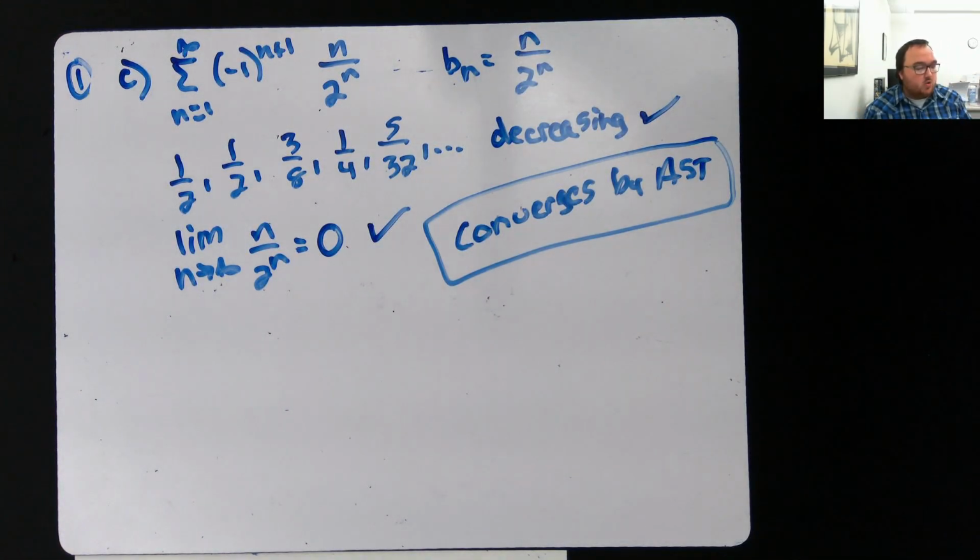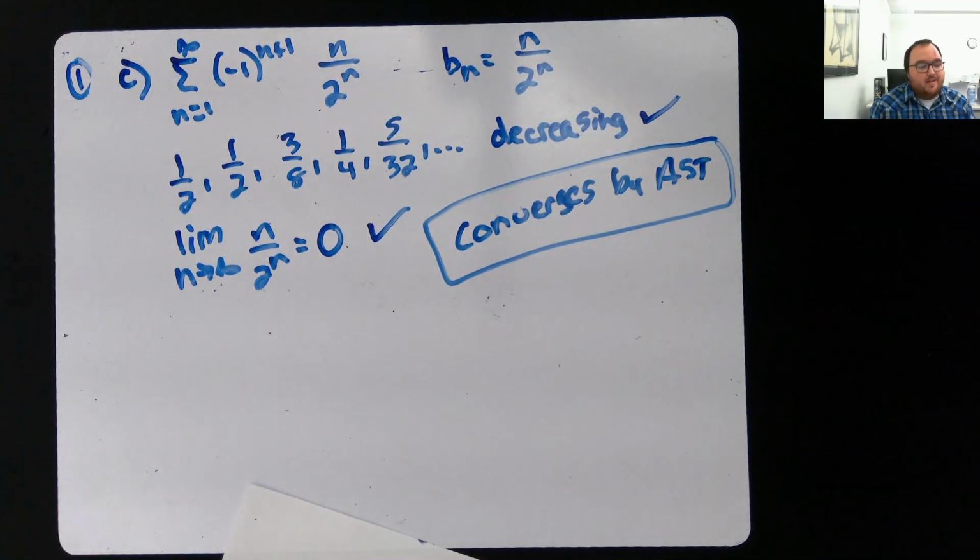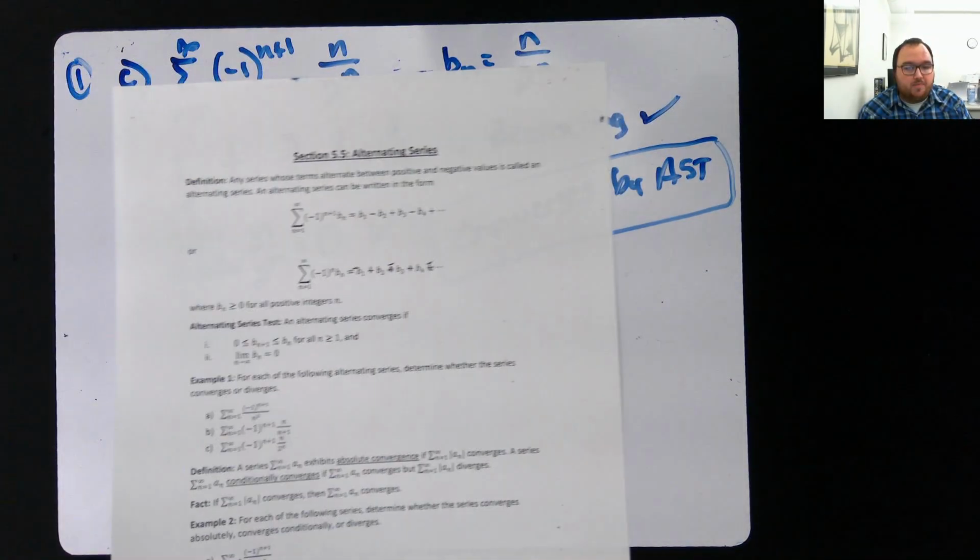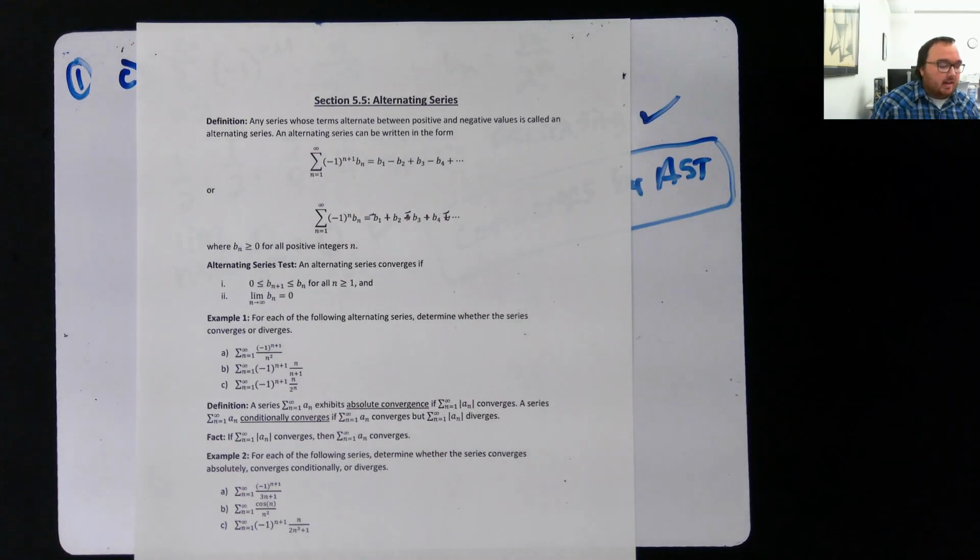So with these, though, sometimes I want to know a little bit more. That isn't hard enough. Let's make it a little harder, okay? So let's define a new word. A series exhibits absolute convergence if the series of the absolute value converges. A series conditionally converges if a_n converges but the absolute value diverges. And then if neither one of them do, of course, it still diverges.